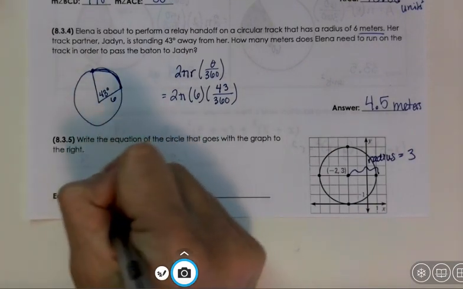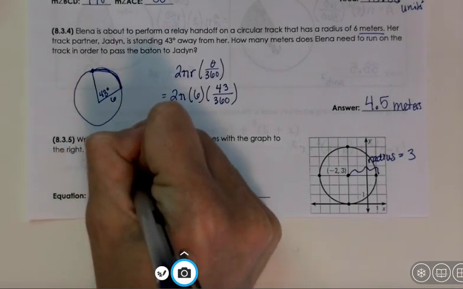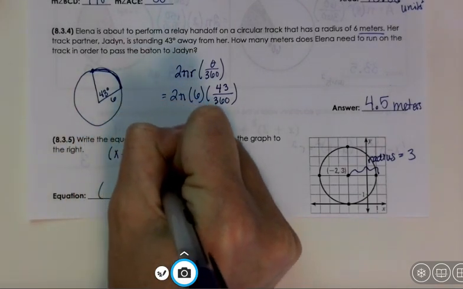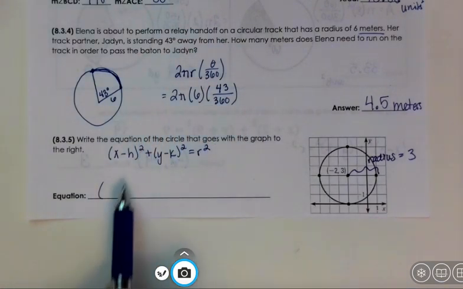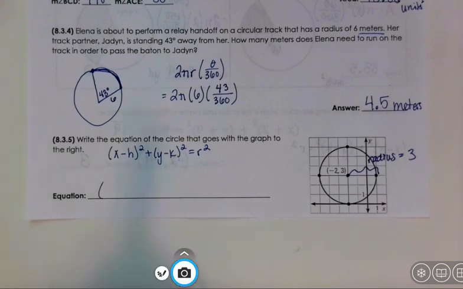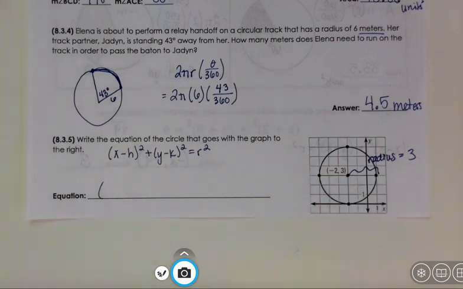So for my equation, I'm going to write the template up here actually first. If you know this template, you can just plug in your h and your k, which is my h is -2, my k is 3, and then my radius is 3. I can plug that in there.